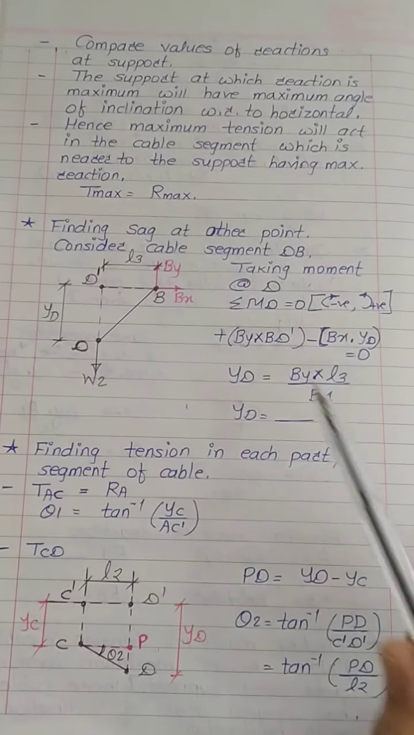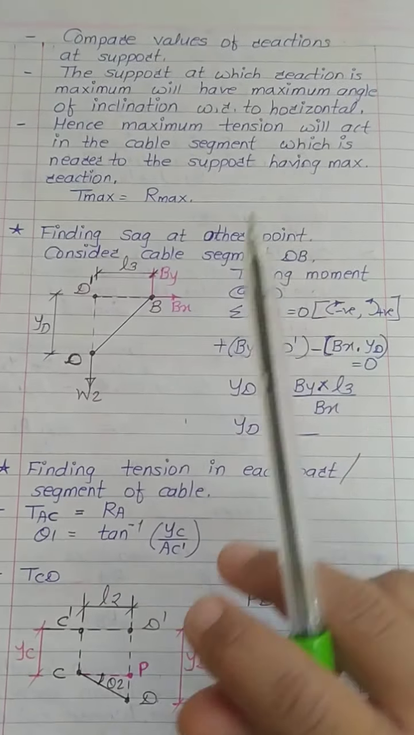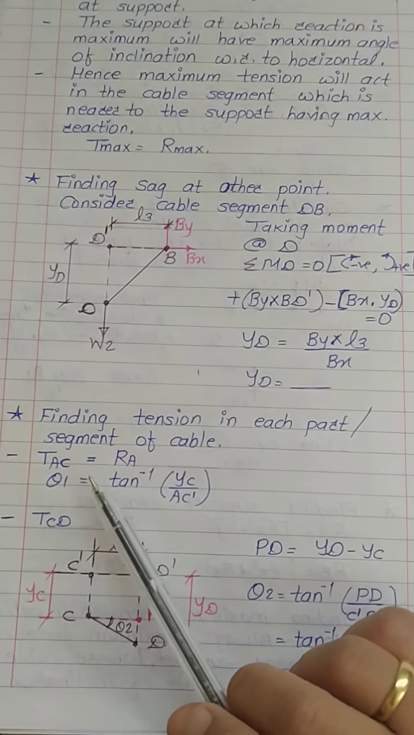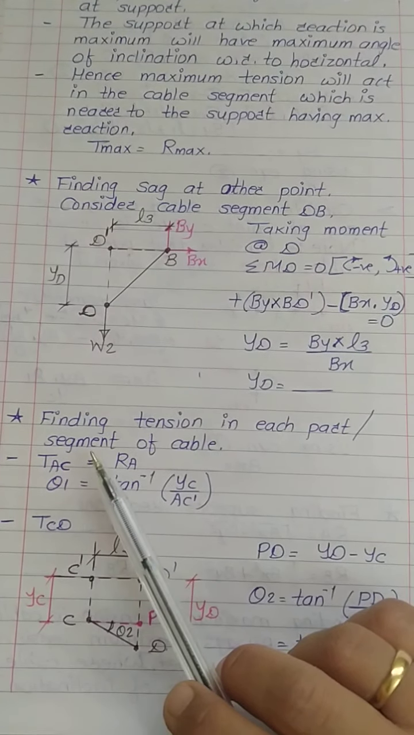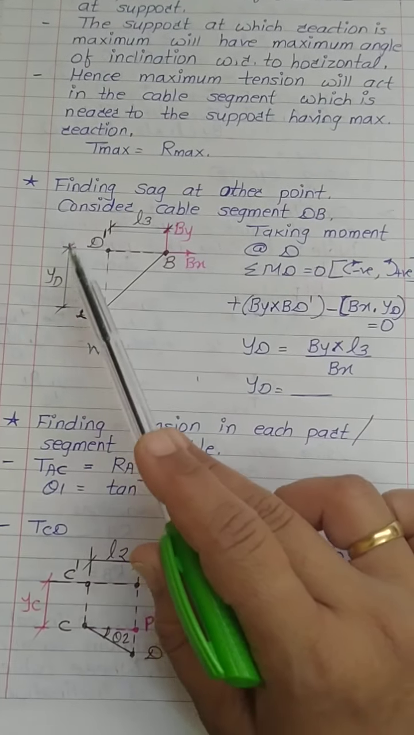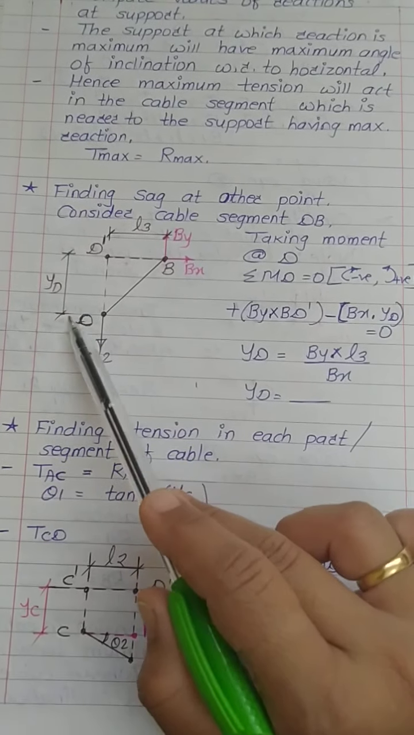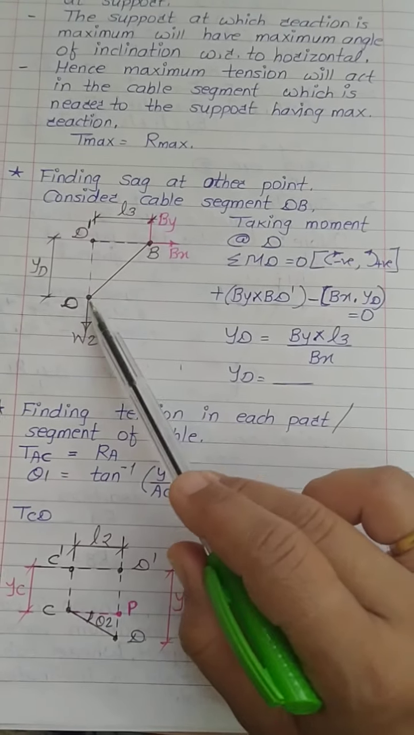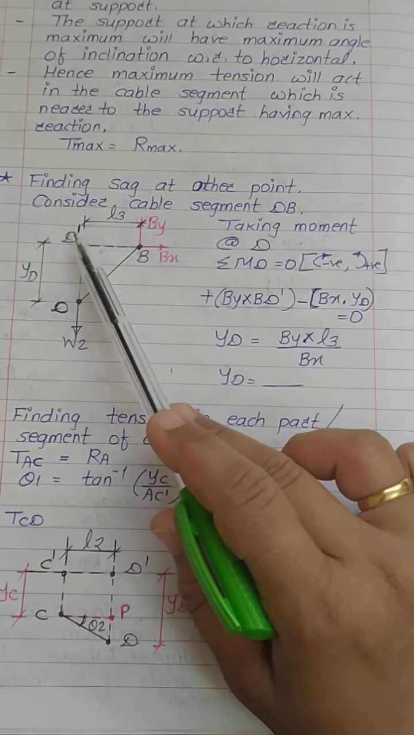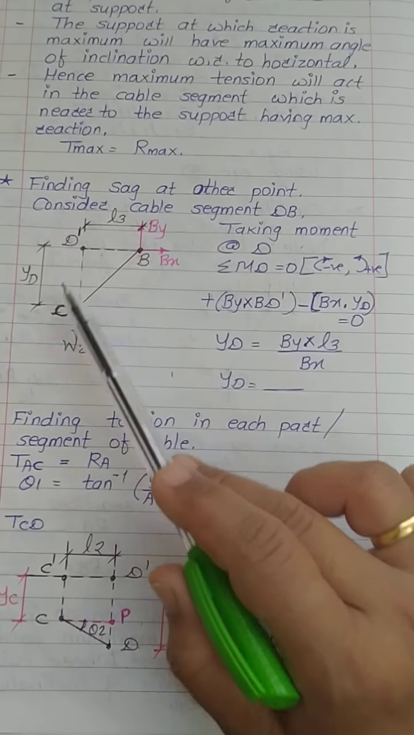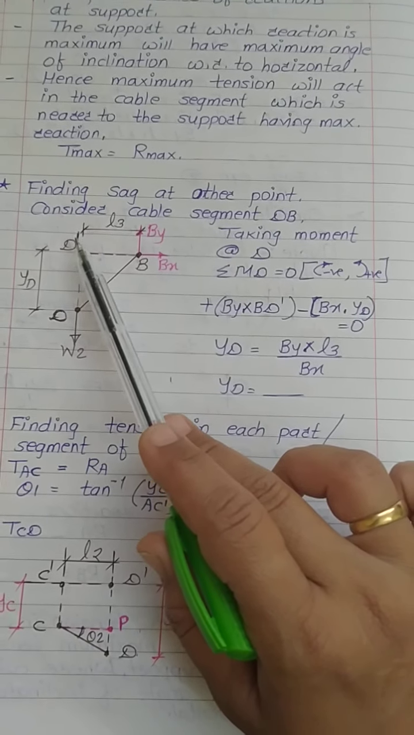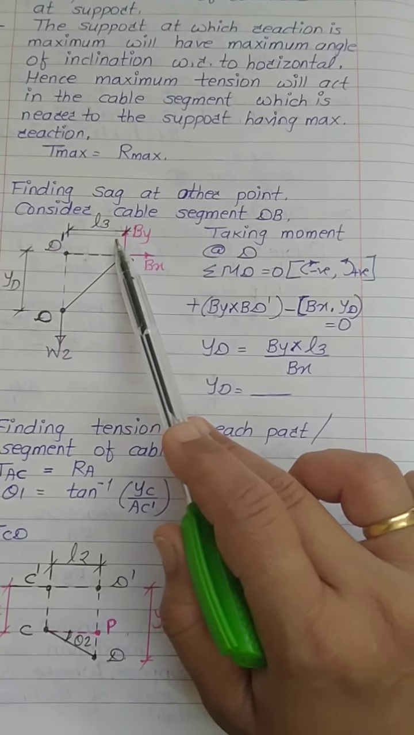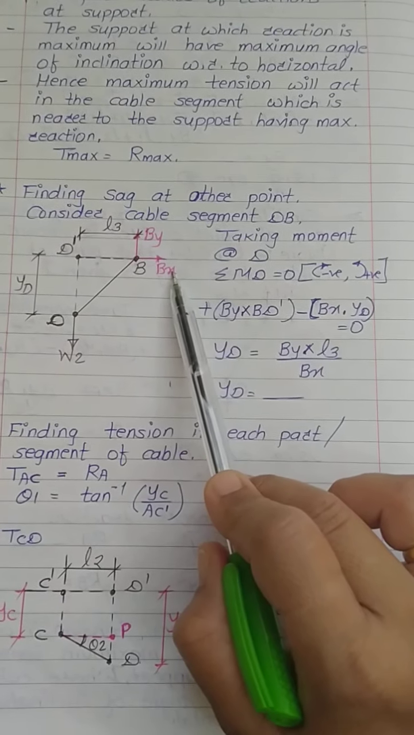Now the next part is finding the sag at the other point where the sag is not known to us. We have assumed that the sag at point D is unknown and we have to determine YD. Now we will draw a separate free body diagram for the segment BD. We have noticed that the distance between D dash and D is YD. The distance between D dash and point B is, let us say, L3, which is given in the figure. These are the two components which are known to us.